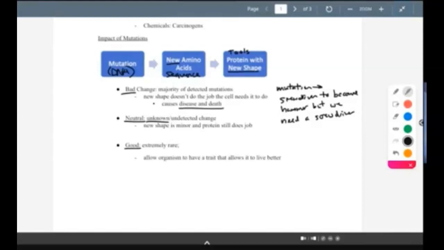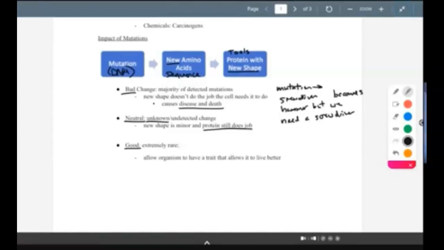So the new shape is minor, but the protein still does its job. If there's a mutation and it changes the protein in some way, but it still is able to function, maybe it's a screwdriver, but now it's got a longer handle. No big deal. It's still a screwdriver. It's still able to do its job. What does that say? Mutation, screwdriver to become hammer. Oh boy, maybe I should have said screwdriver becomes hammer, but we need a screwdriver. So a new change isn't good if it's not what we need. That's the idea.